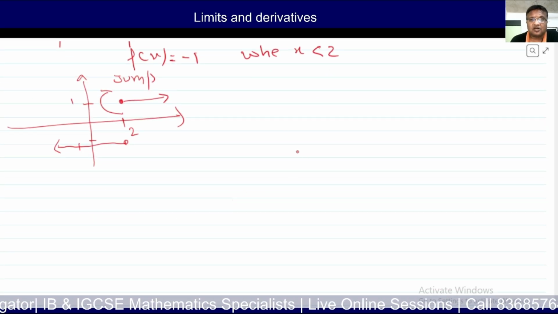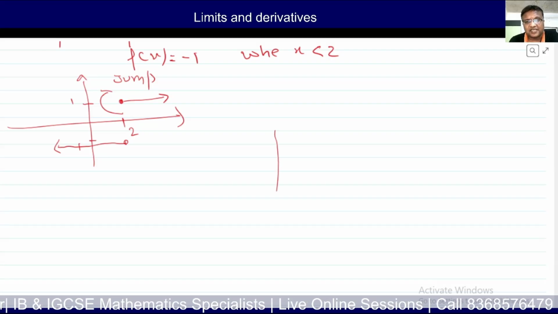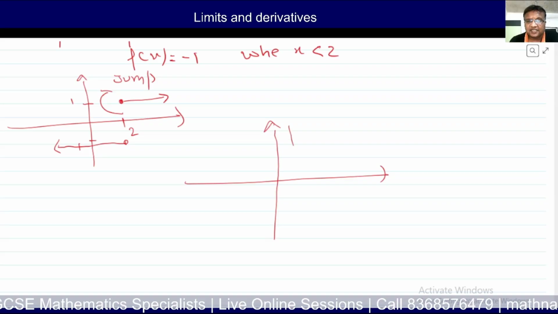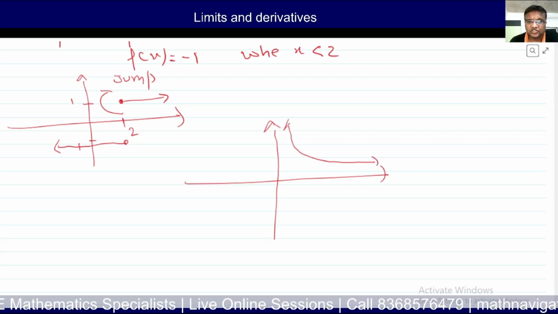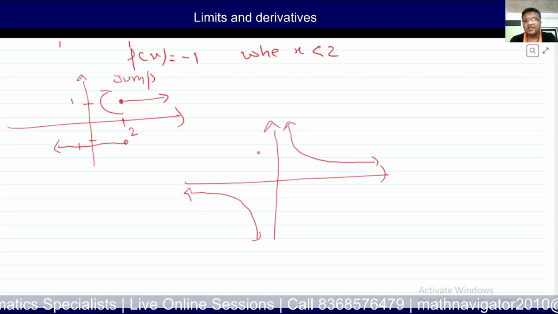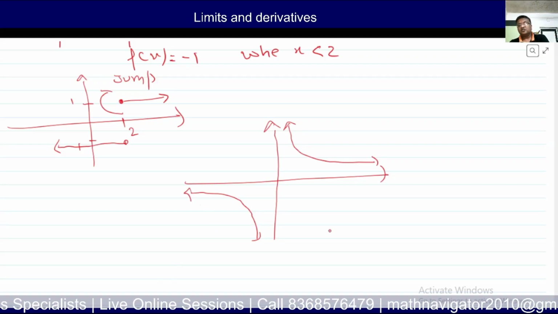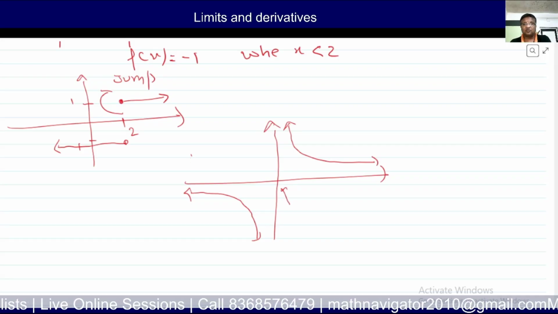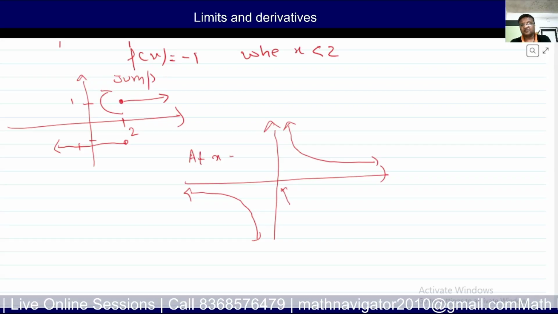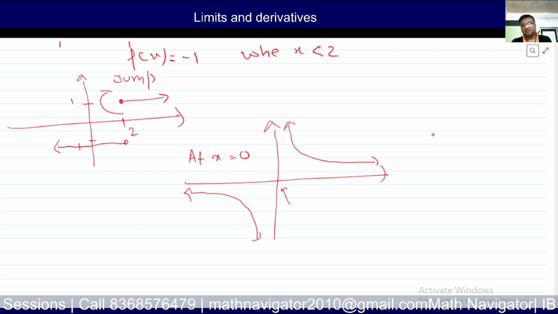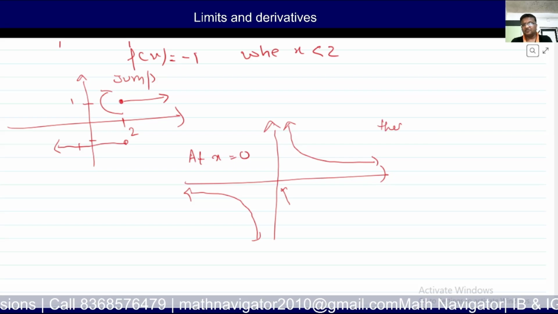Then let's talk about the break. Break, I have already given you an example. Let's take the example of a rational function. The graph looks something like this. So if this is my graph, right? When you have a graph like this, at x equal to 0, there is a break, which you cannot remove.